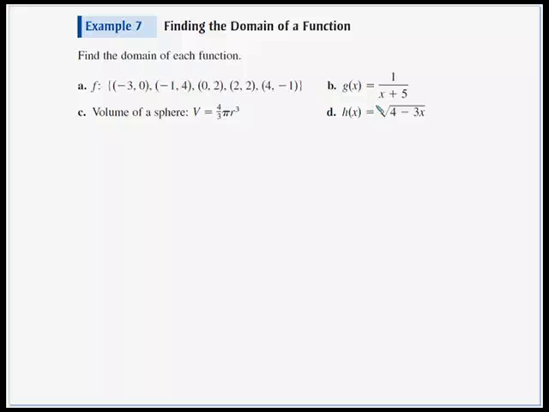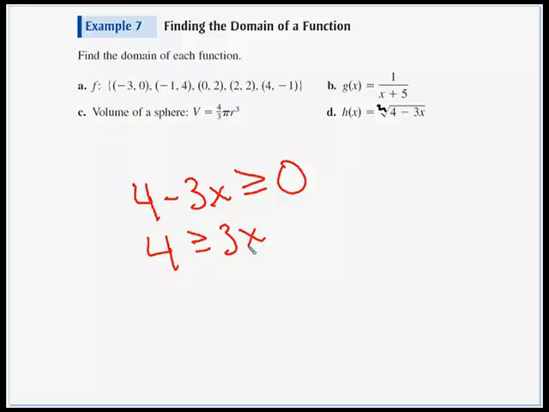Letter D is a radical. It's a square root. It's an even root. Remember, we never want a negative to occur under an even radical. So we're going to take just what is under the radical and say that value must be greater than or equal to 0. And let's see here, let's add 3x to both sides. So we're going to have 4 is greater than or equal to 3x. And then we're going to divide by 3. 4/3 is greater than or equal to x.